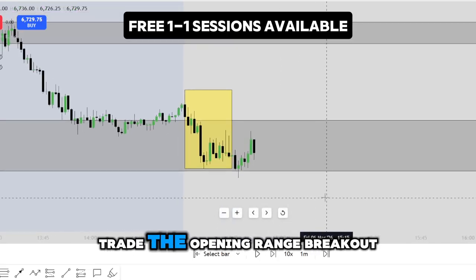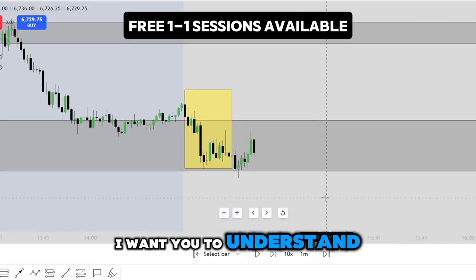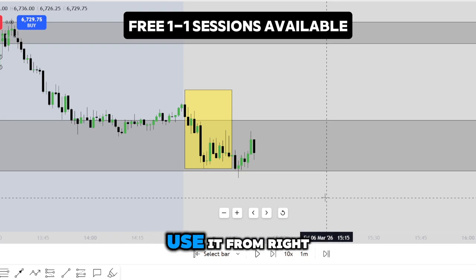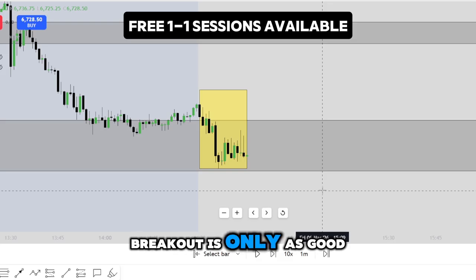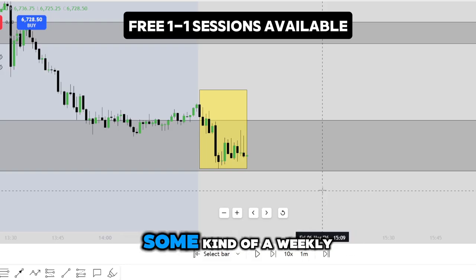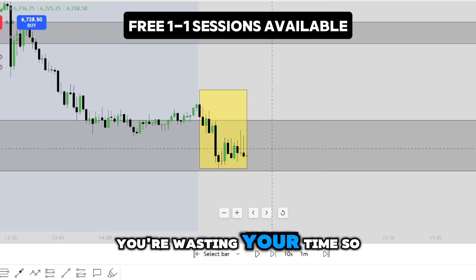So for those who trade the opening range breakout, I want you to understand that your opening range breakout is only as good as the area that you use it from. Right, I'm going to repeat that. Your opening range breakout is only as good as the area that you trade from. So if you don't have a level, or you're not trading with some kind of a weekly candle bias or some kind of absorption, you're wasting your time.